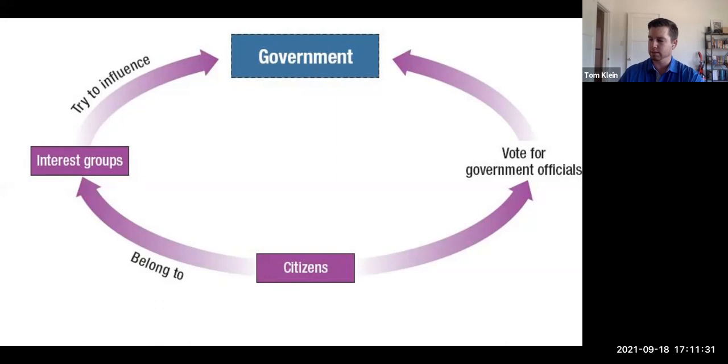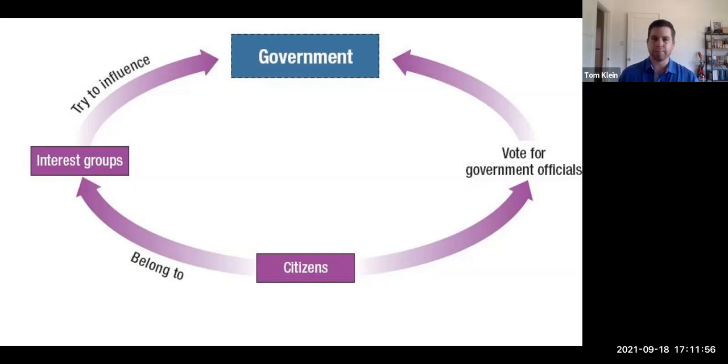Campaigns are usually run on promises of what an elected official will do or will not do, and that's why you vote for them. Now, do they always keep that promise? No, of course not. Politicians are famous for breaking campaign promises, but theoretically, that is a way to influence the government.